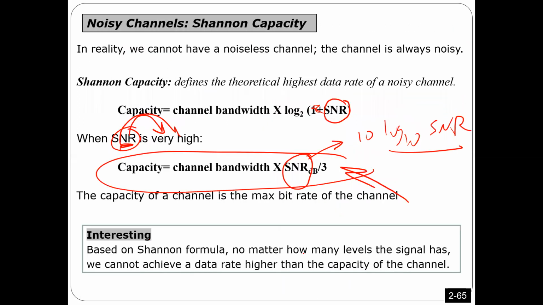In conclusion, I have two formulas. This one here, you have to use a ratio. Here you can use decibel, but you can only use this one when the signal to noise ratio is too high, because I just ignored the one here in this formula. If the signal to noise ratio is not high, and I give you the signal to noise ratio in decibel, in order to use this one, as I have shown in the example, you have to convert this one to a ratio.